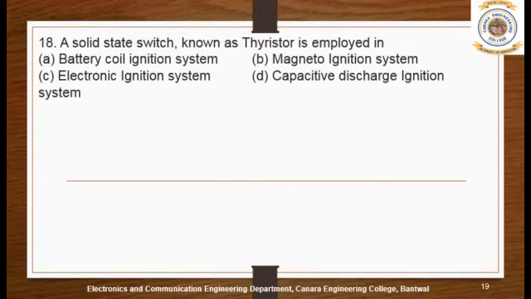Then the solid state switch, known as a thyristor, is employed in battery coil ignition system, magneto ignition system, electronic ignition system, or a capacitive discharge ignition system. Normally, a switch in a thyristor is used for a capacitive discharge ignition process. So this is what we consider.